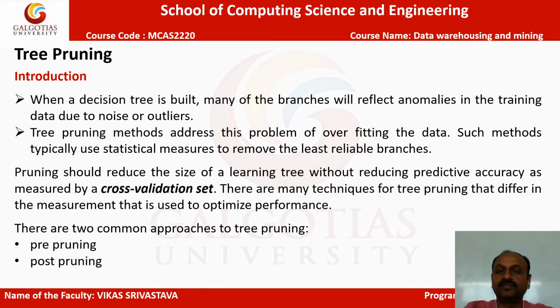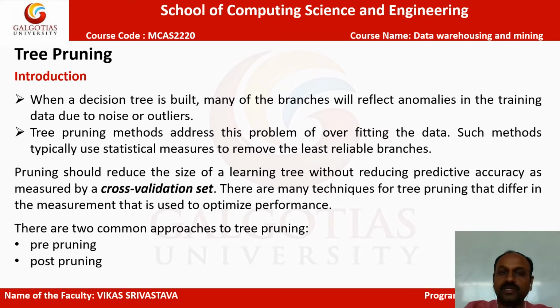When a decision tree is built, many of the branches will reflect anomalies in the training data due to the noise or the outliers. When you have a data set with n number of data that are not even trained, due to those untrained or unsupervised data sets, your decision tree will have some kind of anomalies, or we can say some kind of inconsistency. So tree pruning methods address this kind of problem of overfitted data.